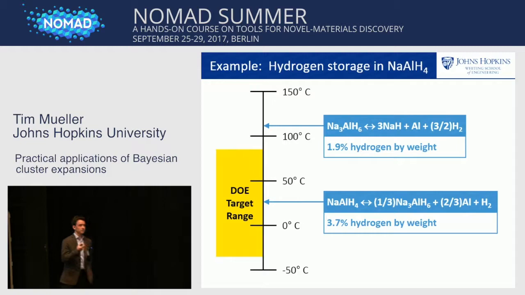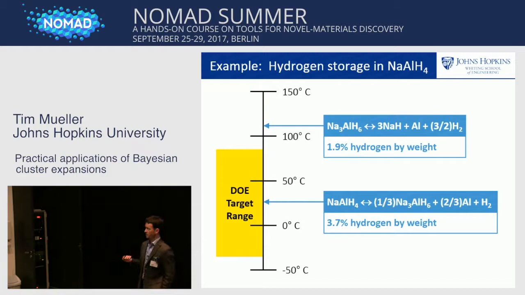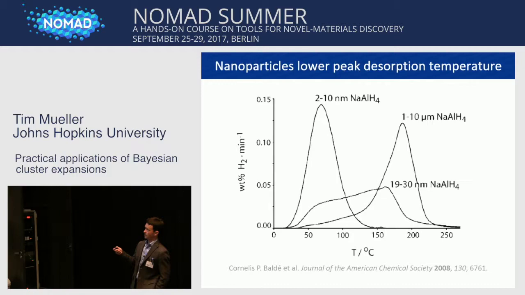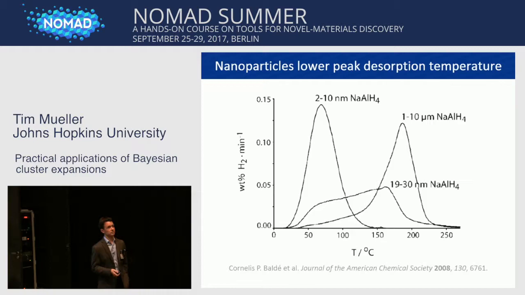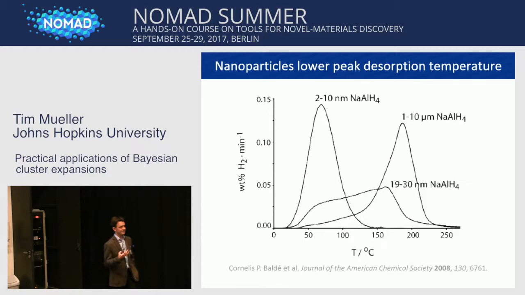Now it turns out that experimentally you can show that if you go from bulk sodium alanate down to sodium alanate nanoparticles, you get almost all of your hydrogen released. This is for 2 to 10 nanometer sodium alanate nanoparticles, almost exactly in the right temperature range. So this is very promising and interesting. But the question is, why does this happen? Why does going to nano size help you here?